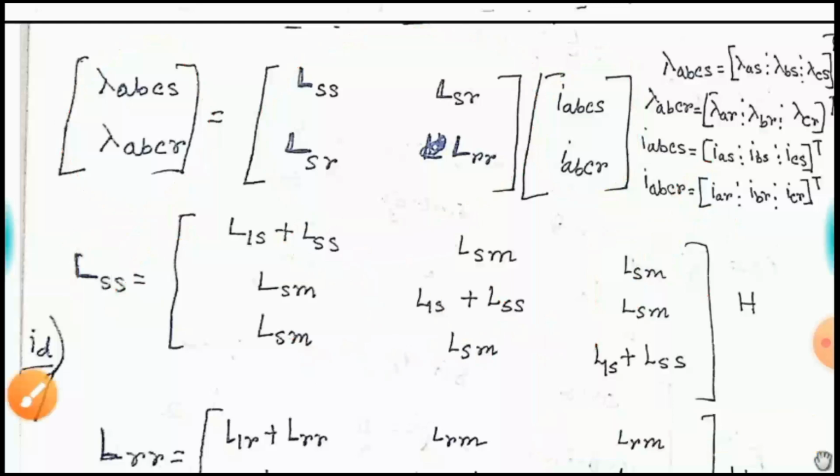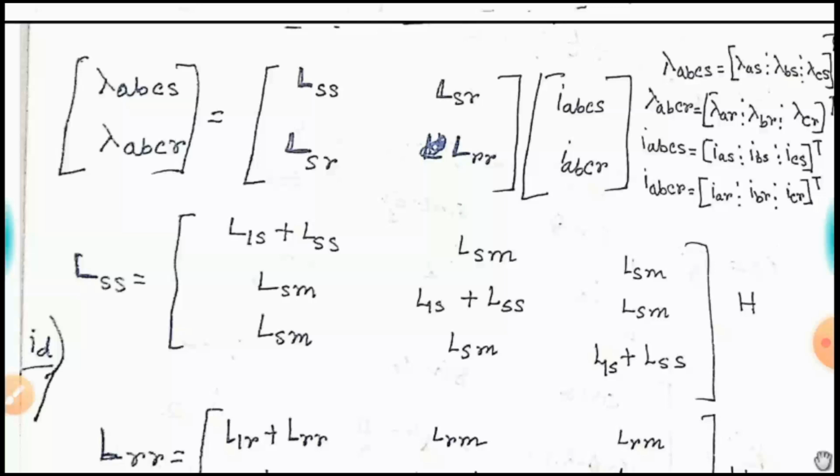But in case this n is not equal to 3, this will become a rectangular matrix, like we have observed in the case of our synchronous machine, where we have intentionally considered one q-axis field winding G that causes an extra dimension in our rotor quantity or rotor vector.